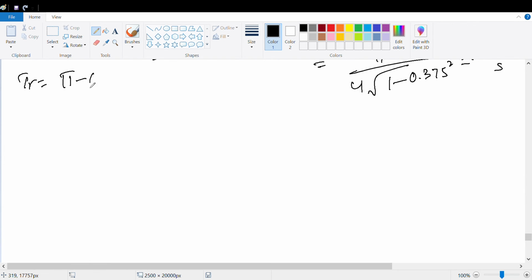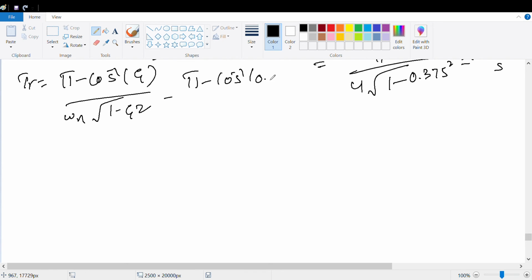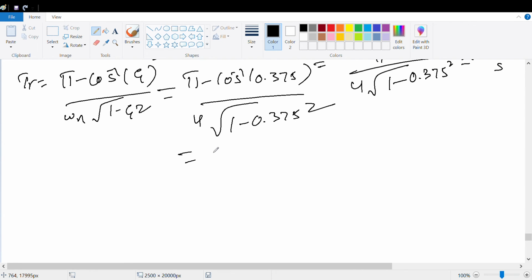After that, rise time. Rise time is pi minus cos inverse zeta by omega d. That means omega n into square root of 1 minus zeta square. If you substitute cos inverse 0.375 by omega n is 4, square root of 1 minus 0.375 square, you get cos inverse 0.375. It's 0.527 seconds.